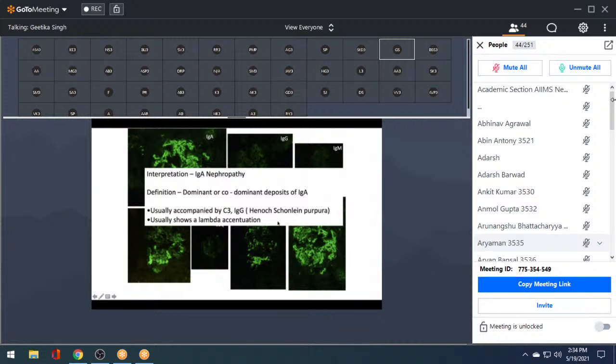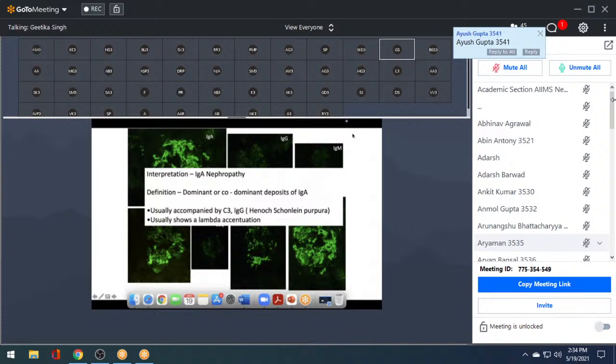And you must remember that there is a systemic form of IgA nephropathy. Maybe we will touch upon it in the systemic disease lecture also. It's called Henoch-Schönlein purpura, right? Has anybody heard of HSP? Henoch-Schönlein purpura. Can you tell me what are the features of HSP? No? Ma'am, arthralgia or joint pain. Very good.